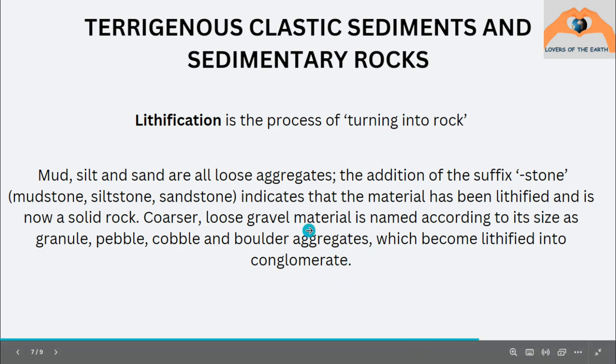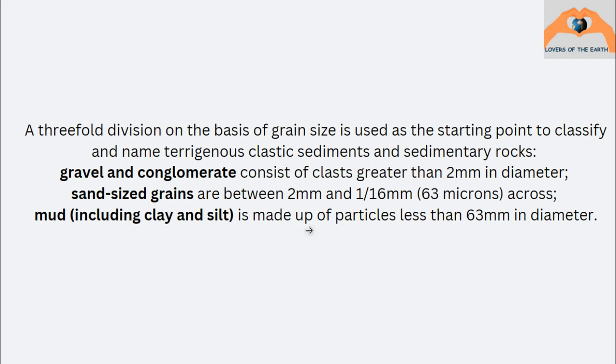Now here we need to know that for terrigenous clastic sediments, there is a threefold classification, on the basis of their grain size. So gravel and conglomerate basically consist of clasts which are greater than 2 mm in diameter. Then there are sand size grains which are between 2 mm to 1/16 mm or 63 microns. And then there is mud, including the clay and silt, which is made up of particles less than 63 micrometers. This is micrometer, not mm. This is micrometer. Okay, so less than 63 micrometers in diameter.